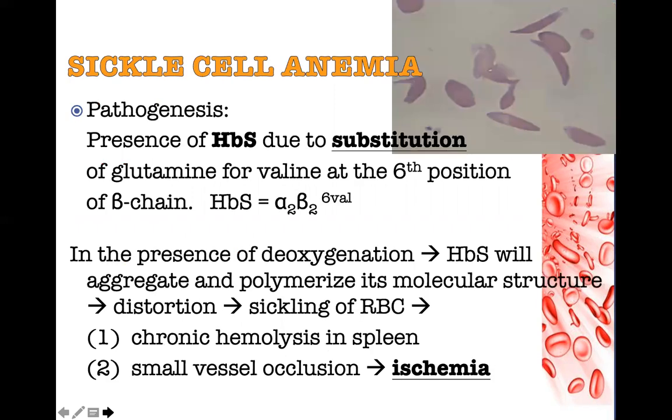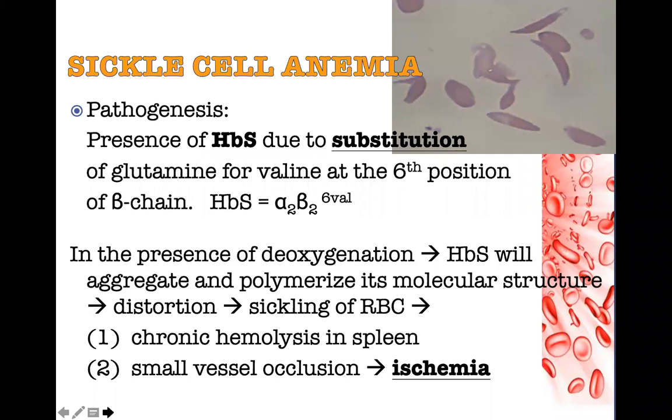Next, we have sickle cell anemia. This is one disease that is a result of an amino acid substitution in the hemoglobin chain. There is a substitution of valine for glutamic acid at the 6th position of the beta chain of the hemoglobin. So in the presence of deoxygenation, the hemoglobin S will aggregate and polymerize, and its molecular structure would lead to distortion and sickling of the red cell.